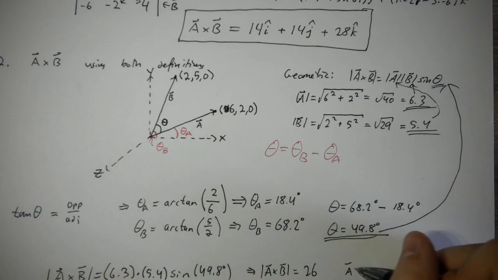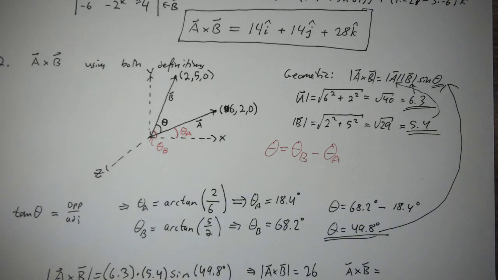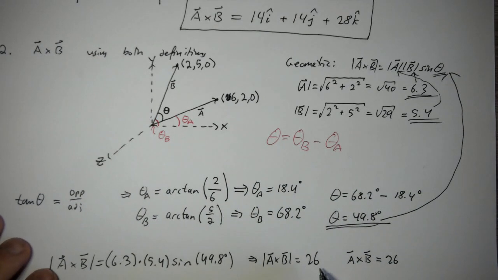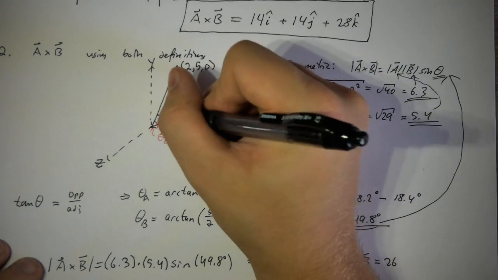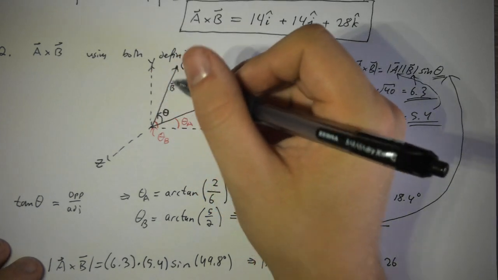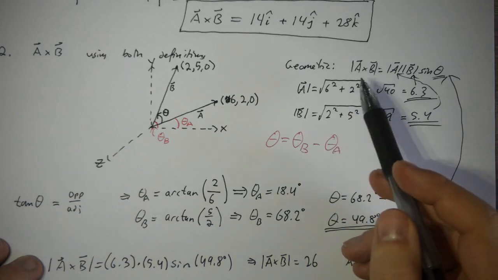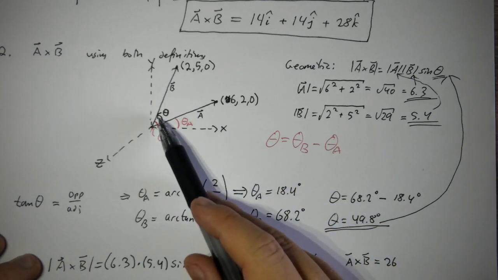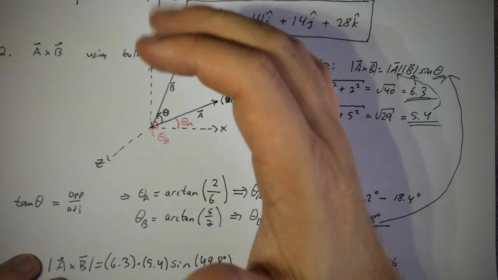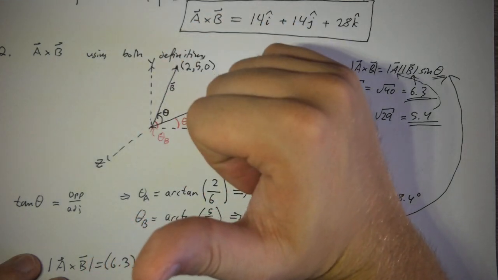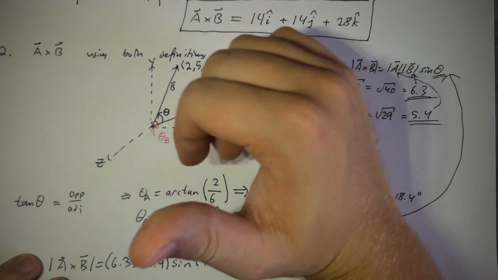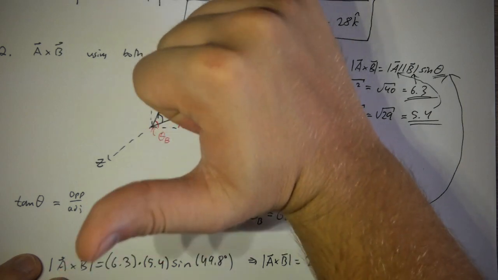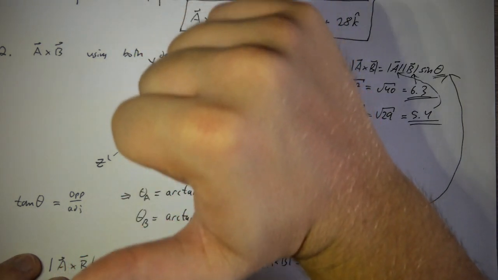Now, the direction. What is the direction here? We have to use our right-hand rule in order to figure this out in this case. So we're taking A cross B, meaning we're measuring the angle from A to B, which is where this arrow comes from. So if I curl my fingers in the direction of this A to B angle, my thumb is pointing in the Z direction.